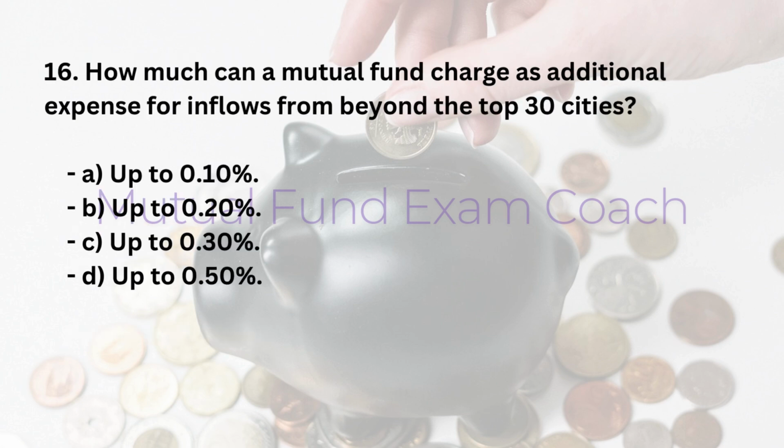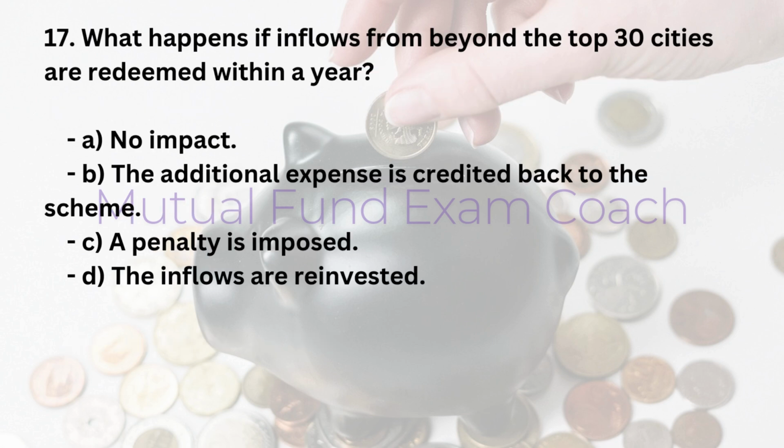16. How much can a mutual fund charge as additional expense for inflows from beyond the top 30 cities? A. Up to 0.1%. B. Up to 0.2%. C. Up to 0.3%. D. Up to 0.5%. Answer: C. Up to 0.3%.